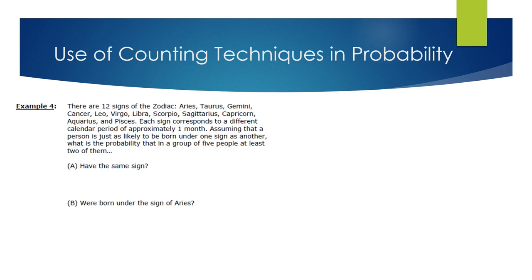So this last circumstance is quite different. In the previous ones, we had a defined group of a certain number that had certain characteristics, and we were basically picking subsets of a smaller number from it. I don't have that here because I don't know how many are in each one of these groups. I do know that 5 people are being picked, and we're looking for the probability of at least 2 of them having the characteristics named here. In A, the characteristic is that they have the same sign. It doesn't say which sign, but they have the same sign. And B, they're born under the sign of Aries.